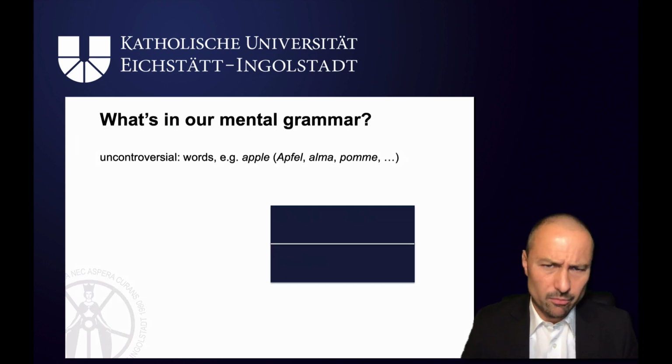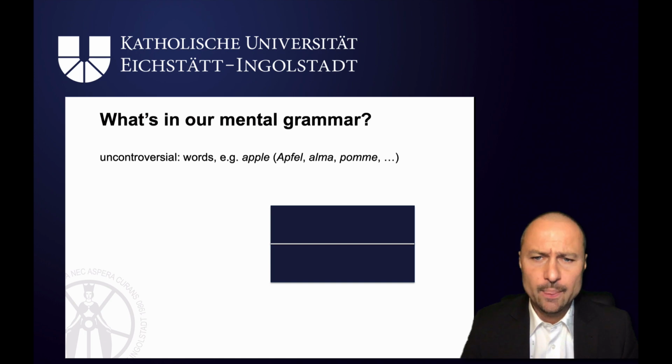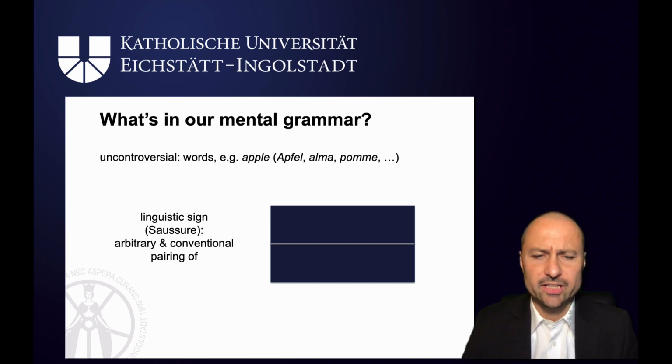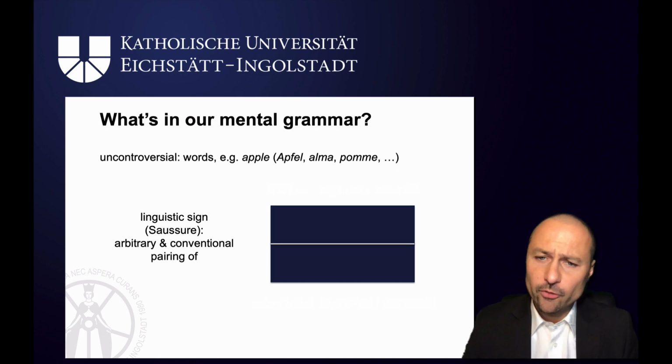So what is in our mental grammar? Well, an uncontroversial element are words. So words like apple, which in German is Apfel, in Hungarian alma, and in French pomme. As you may remember, the Saussurean definition of a word is a symbol, a linguistic sign. So it's an arbitrary pairing, that must be conventional, of form and meaning.